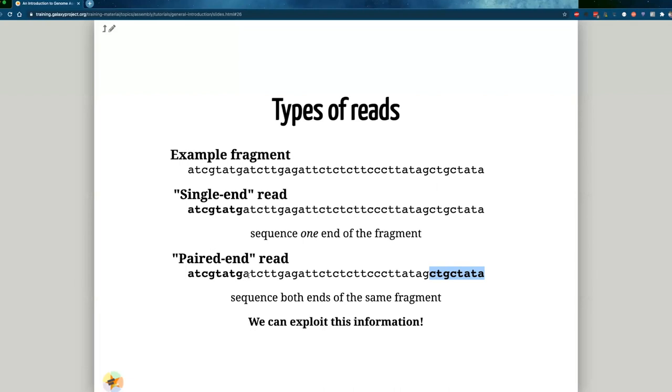So when we do our overlap detection, et cetera, what we do is we record where the pair of these two reads lie in relation to one another in our consensus. And we can say, are they roughly the right distance apart? Are they too far apart? Are they too close together? And so we can exploit that kind of information in our assembly algorithms.